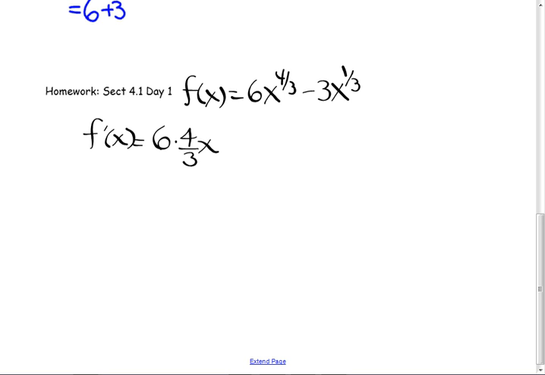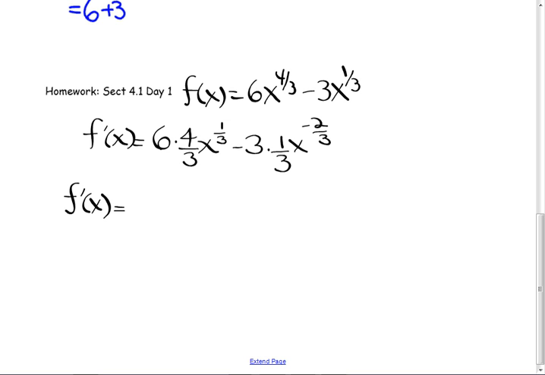Okay, now we have to do some fractions. What's this going to be when I subtract 1? No, what's the exponent going to be? 1/3. And this is x to the what? Negative 2/3. This is the only calculus. That was it. The rest of it is algebra. What's 6 times 4/3?